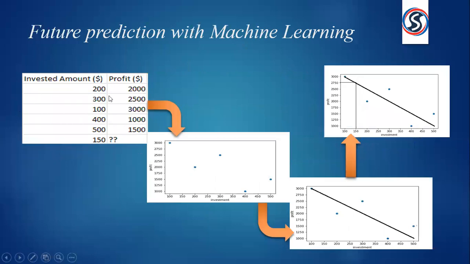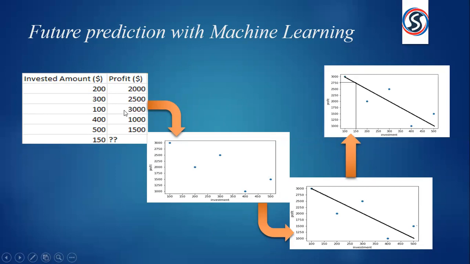Okay, so here, if I go and check the example, suppose there is a company that has an invested amount and its profit. This is the data of that company. When it invested $200, its profit was around $2,000. When it invested 300, its profit was $2,500. In the third year, suppose it invested $100, but its profit was $3,000.